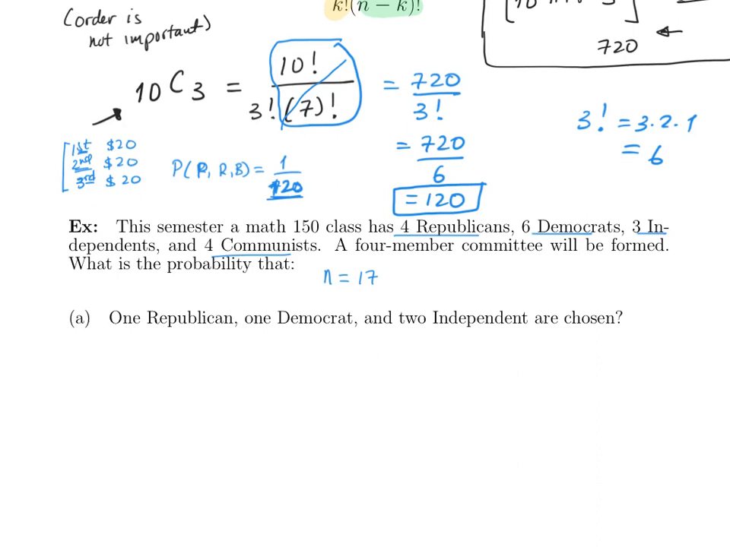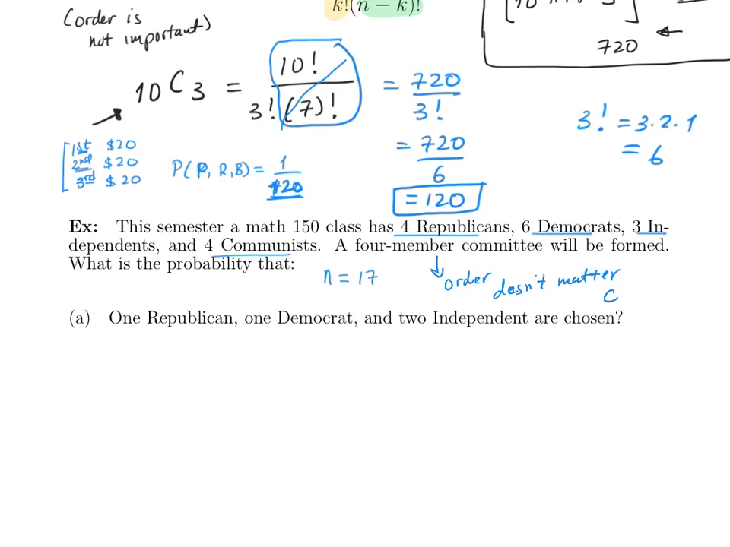The question is asking to select a 4-member committee. For a committee, everybody has the same powers, which means the order doesn't matter. Which means we're going to use a combination, not a permutation. Okay?